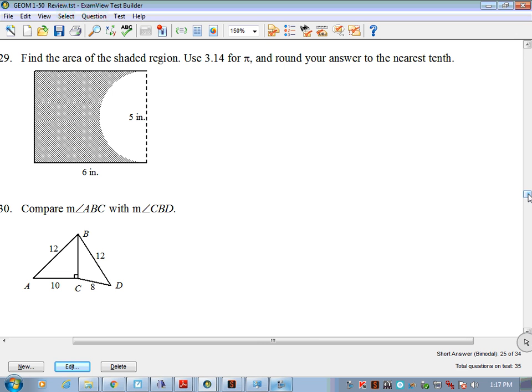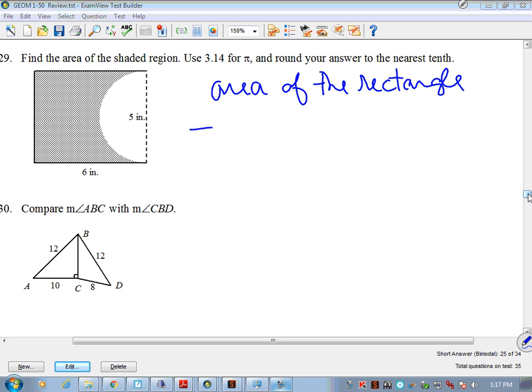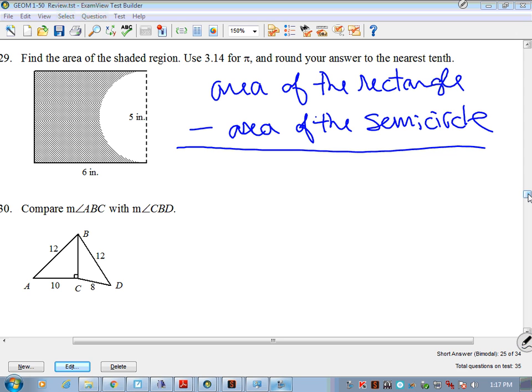Finding the area of the shaded region, use 3.14 for pi and round your answer to the nearest tenth. If we're looking for the area of the shaded region, all we're doing is the area of the rectangle minus the area of the semicircle. How about finding the area of the rectangle? 6 times 5, and that is 30. 30 minus the area of the semicircle.